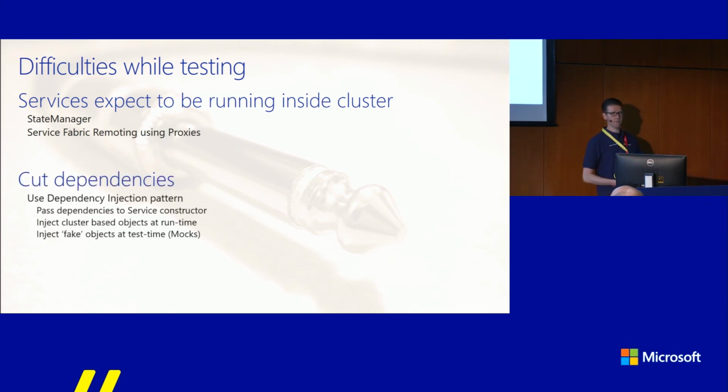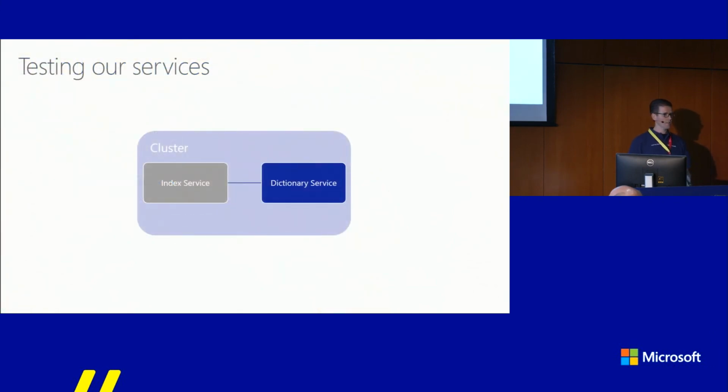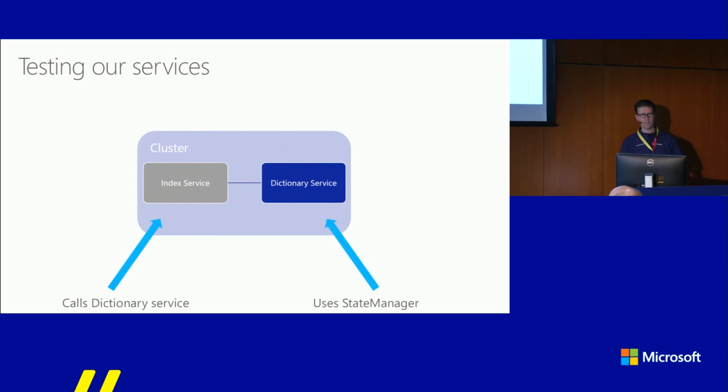So you can deal with this by cutting the dependencies to those services. And you do that by passing dependencies to the constructor instead of creating those dependencies within the service. The next step would be to inject the cluster-based objects at runtime and inject fakes at test time. All right, let's apply this strategy to the services we've created and you saw before. So we have an indexing service and a dictionary service. The indexing service is calling the dictionary service, and the dictionary service uses the state manager. So these are the two problems I mentioned earlier.